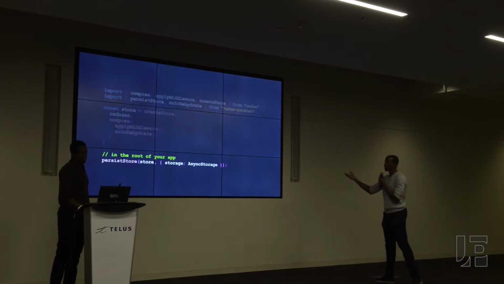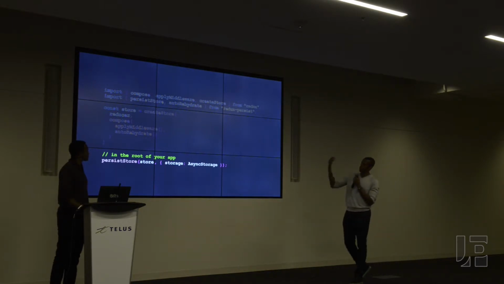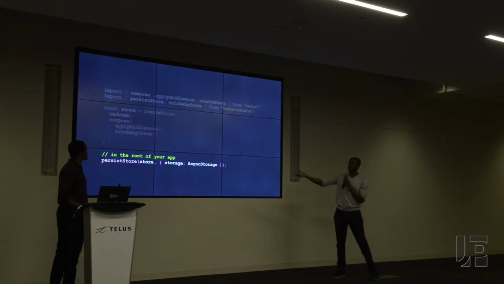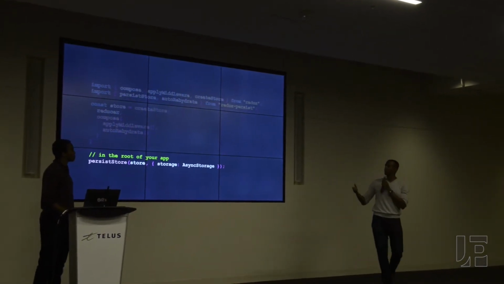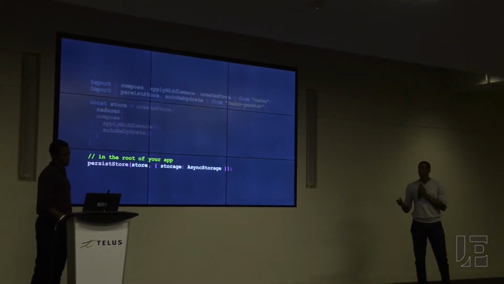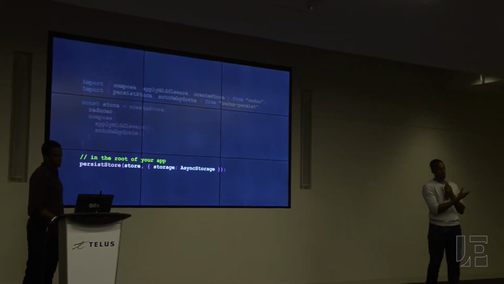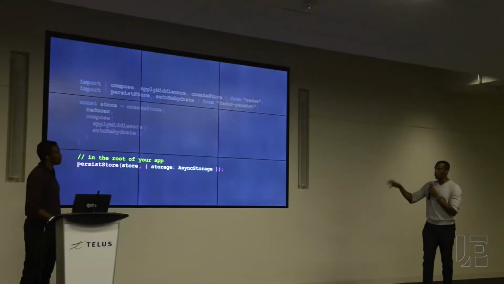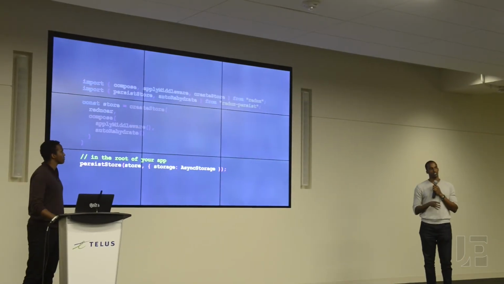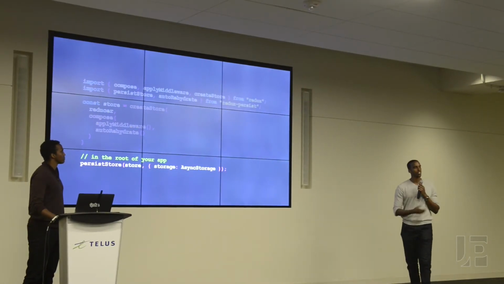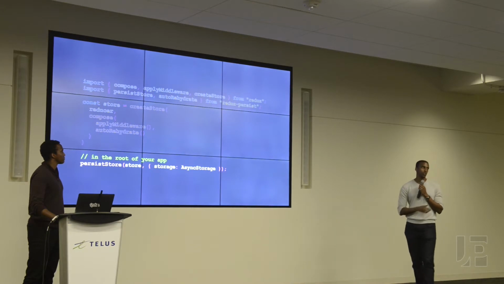And then in the root of your app, or anywhere in your app, you can just run the persist store method, give your store as the first argument, and then define your storage. You can use Redux Persist for more than just native applications. You can even use it for React web. Storage will default to local storage. But if you're building a mobile application, you'll most likely want to use async storage.